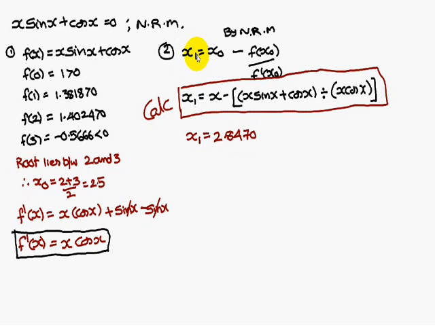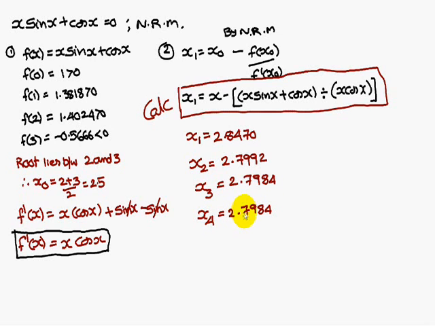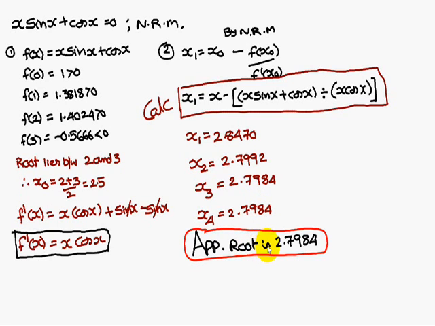Next, x2 is equal to x1 minus f of x1 by f dash of x1. In place of x1 you substitute 2.8470 and you will get x2 as 2.7992. Similarly, x3 is equal to 2.7984. Similarly, x4 is equal to 2.7984. Therefore, the approximate root is 2.7984. Thank you.